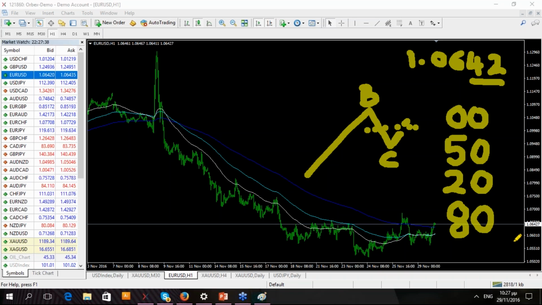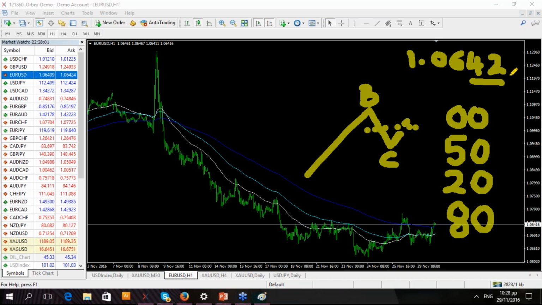So now I'll give you an example. EUR/USD 1 hour chart right now, it's trading at 1.0642. We're just paying attention: if it's 5 decimals, we need to turn that into a 4 decimal point. Then you look into the last 2 digits here.